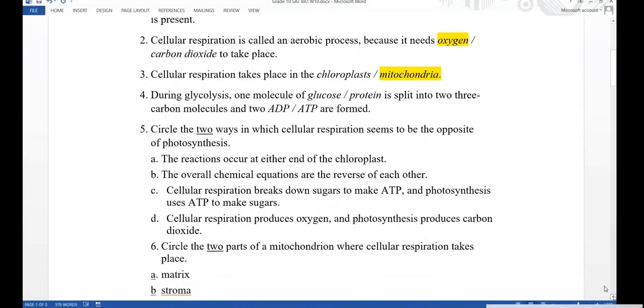During glycolysis, one molecule of glucose or protein is split. Glucose. One molecule of glucose is split into 3-carbon molecules and 2 ADP or ATP are formed. 2 ATP are formed. Very good.